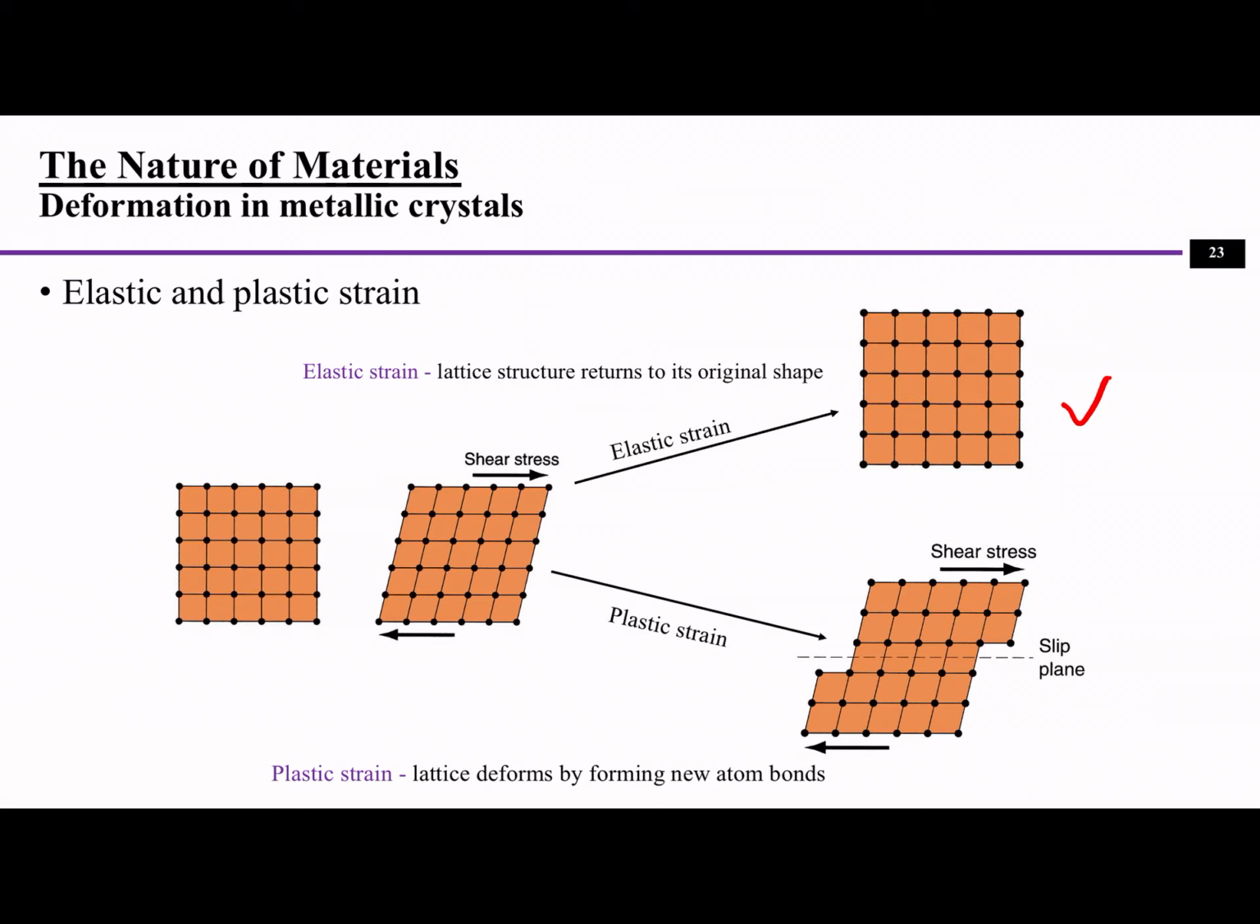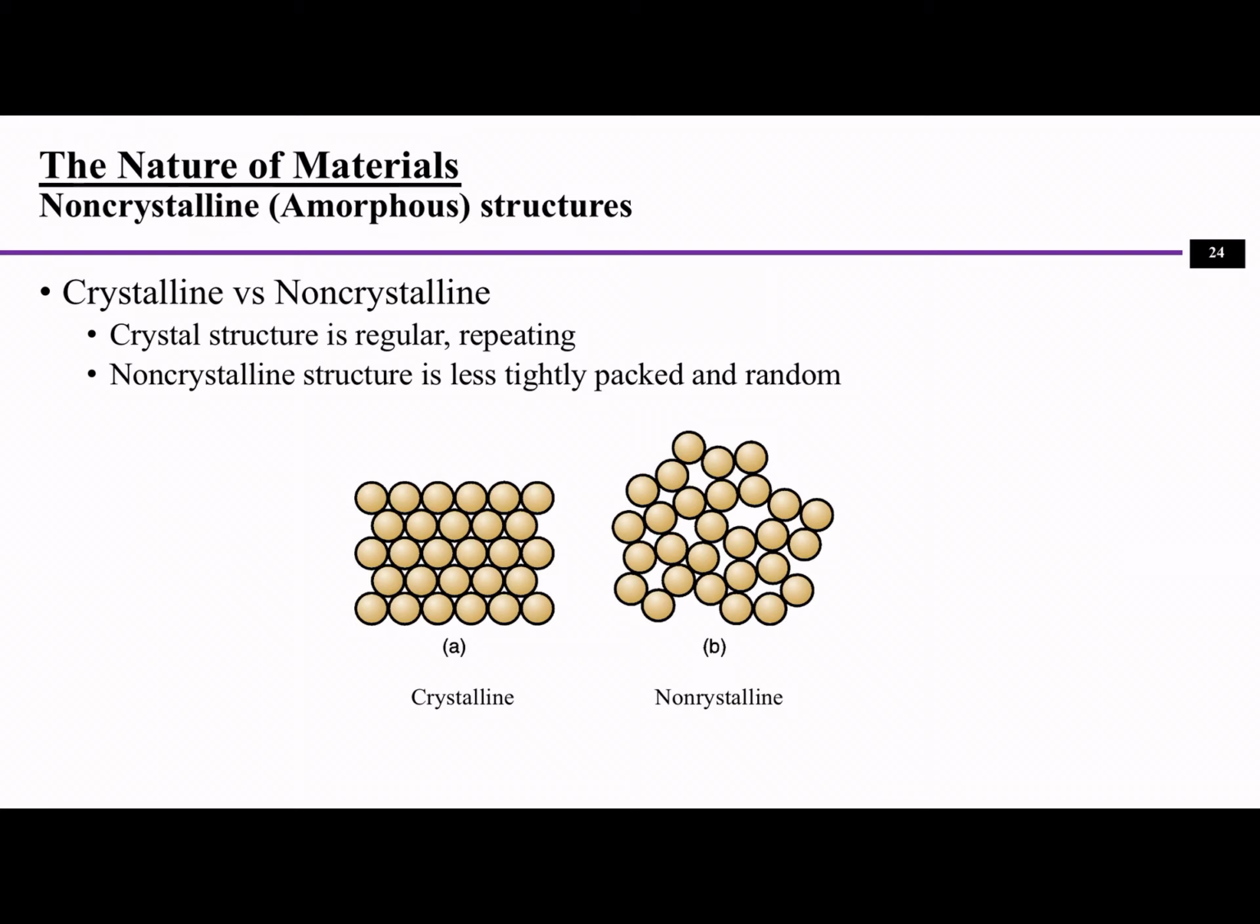Another type of strain is when you apply a shear stress or force, and then it permanently changes the shape of the material. Right? So it means plastic deformation or plastic strain. You can see this slip plane, so the whole shape has permanently changed.